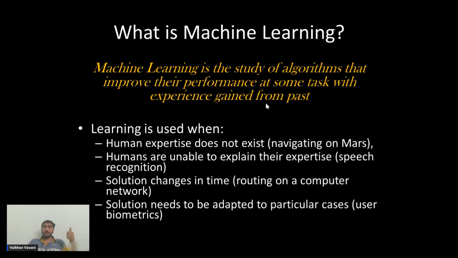Machine learning is the study of algorithms that improve their performance at some tasks with the experience gained from the past. So what we are going to do in machine learning? We are providing data to the machine. The machine learns on its own from that data, and based on that data it creates its own understanding, which is used for applying.